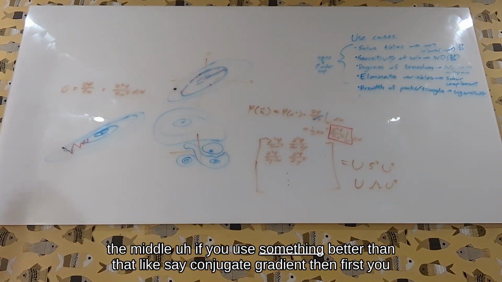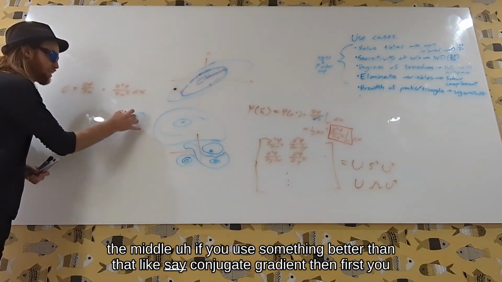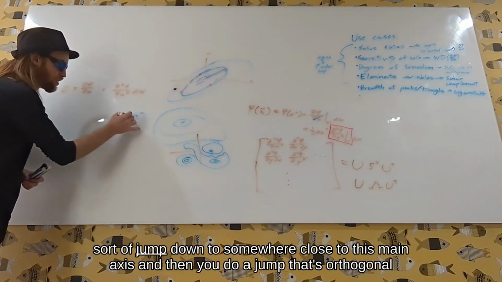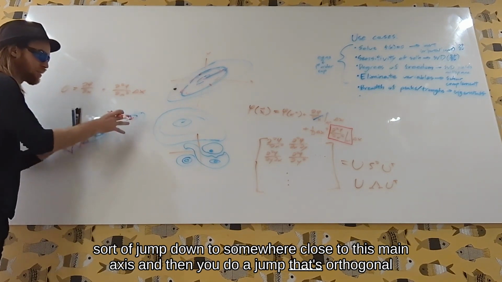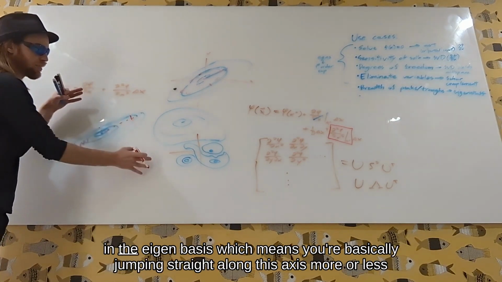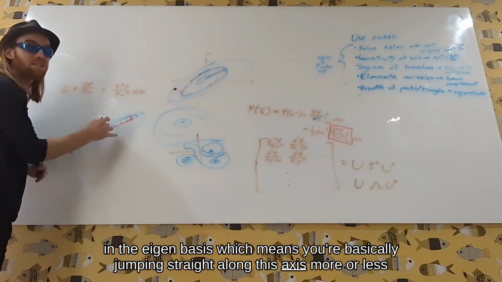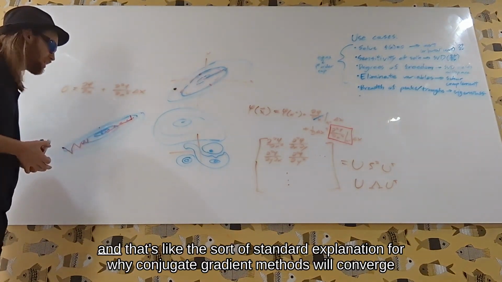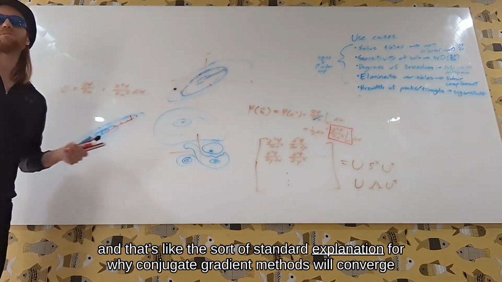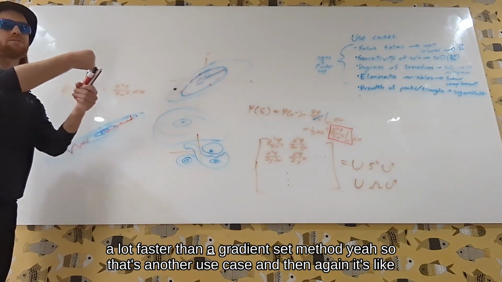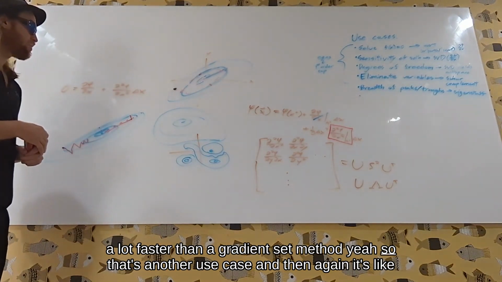It doesn't go very directly towards the middle. If you use something better than that, like say conjugate gradient, then first you jump down to somewhere close to this main axis, and then you do a jump that's orthogonal in the eigenbasis, which means you're basically jumping straight along this axis, more or less. That's the standard explanation for why conjugate gradient methods will converge a lot faster than a gradient descent method. So that's another use case.